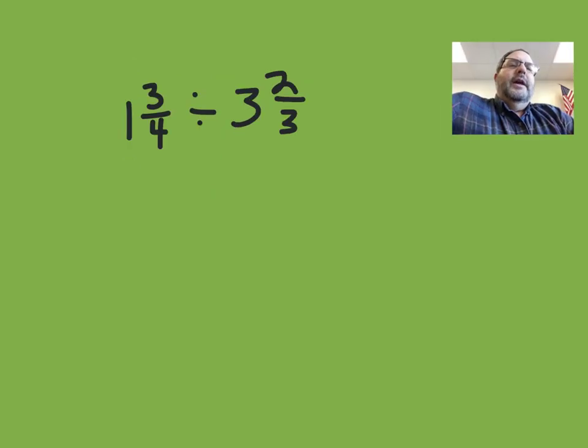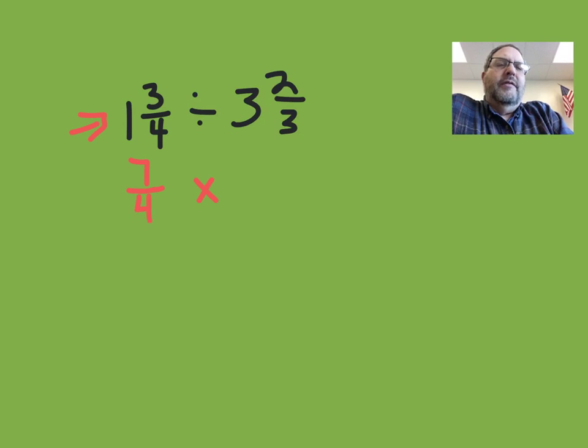Okay, now I have 1 3/4 divided by 3 2/3, and I have two complications here. The first is we don't divide fractions, we turn that into a multiplication problem. All right, just like with multiplying mixed numbers, what I'm going to do here is turn these into improper fractions. So with my first fraction, I do 1 times 4 is 4. 4 plus 3 more is 7. So this problem becomes 7/4.